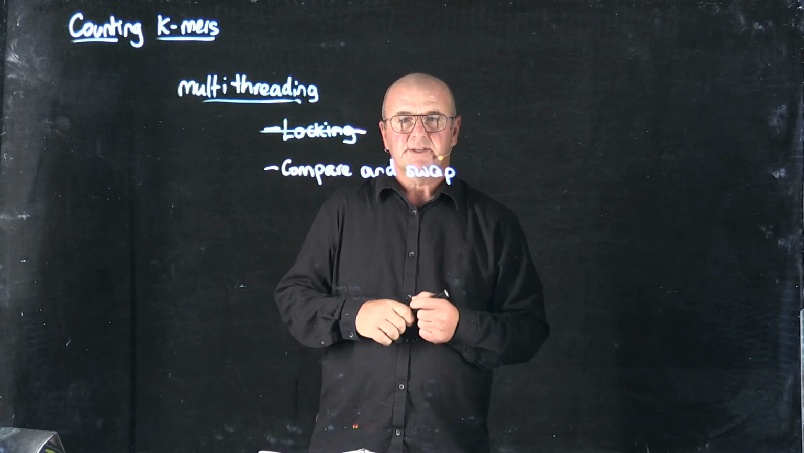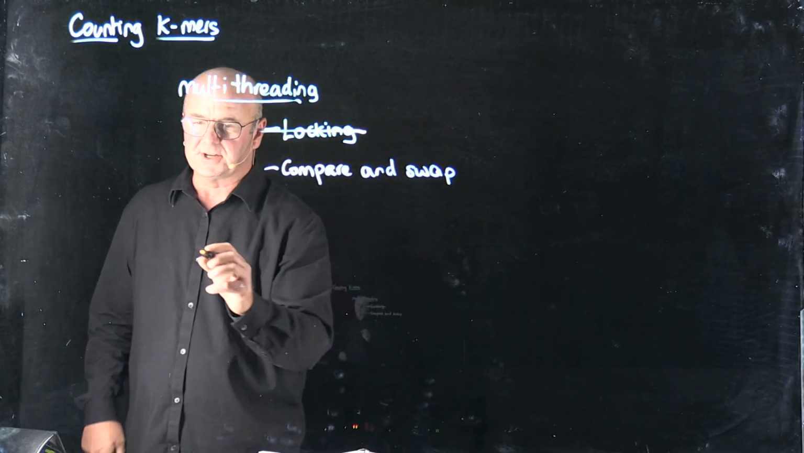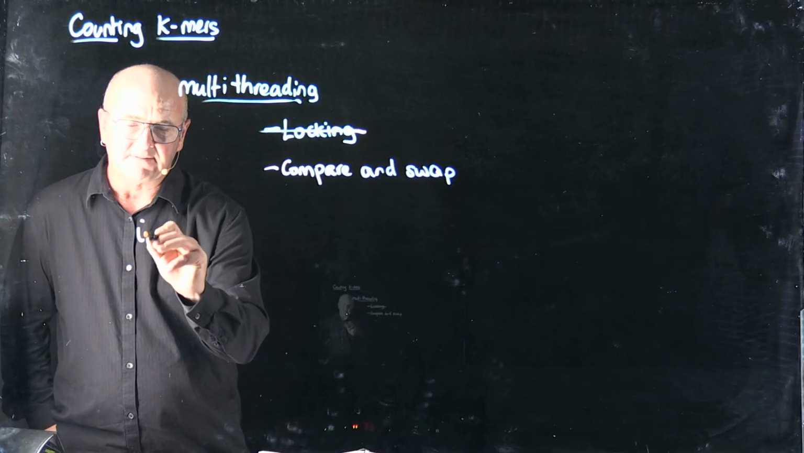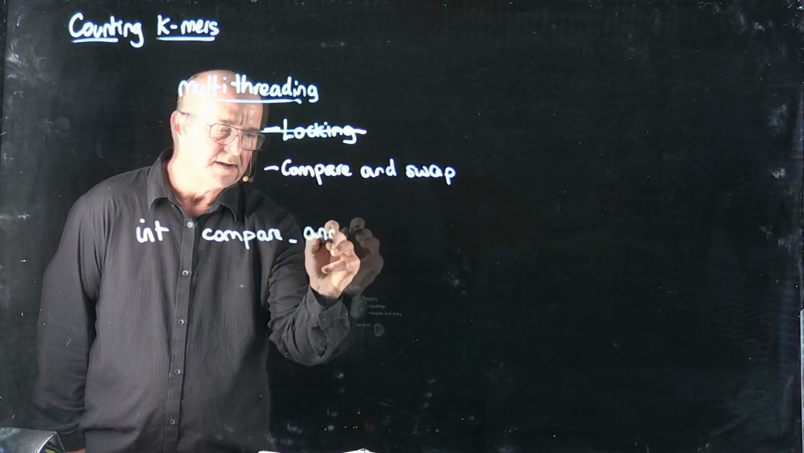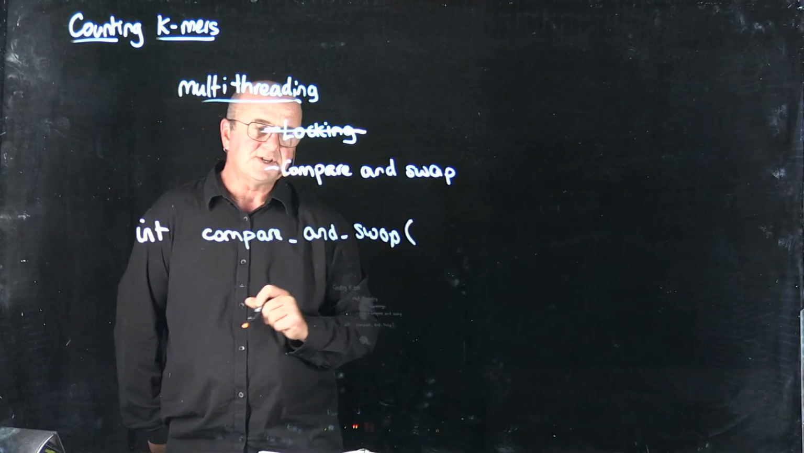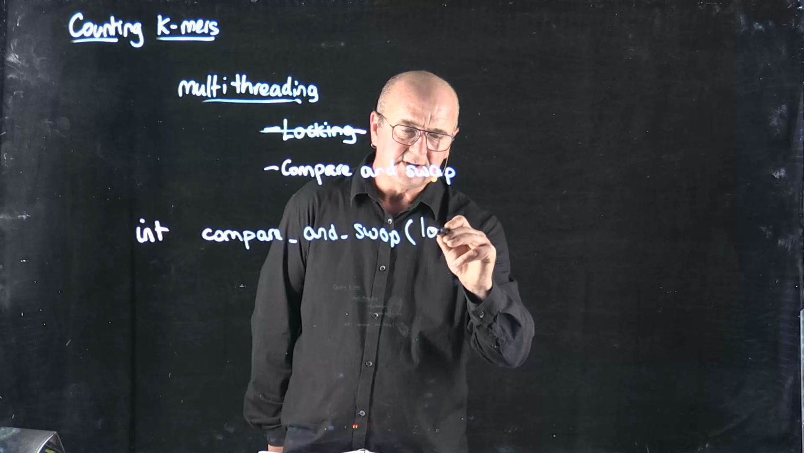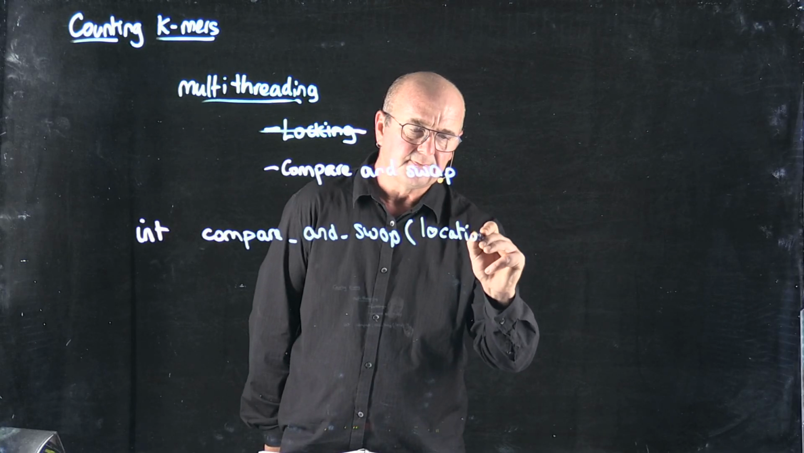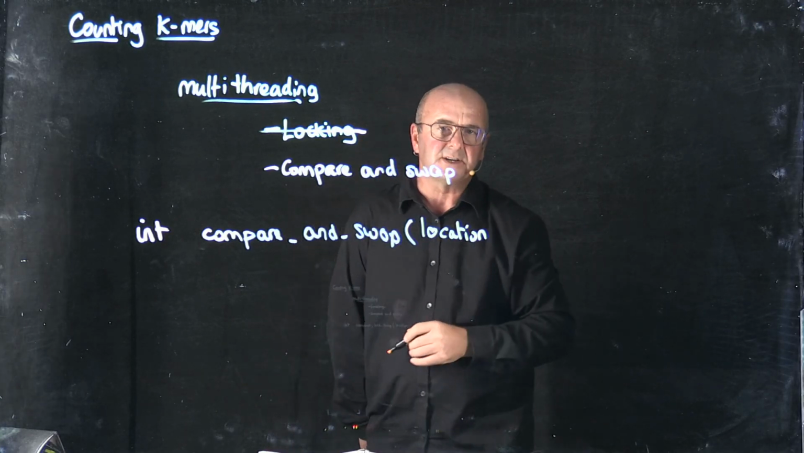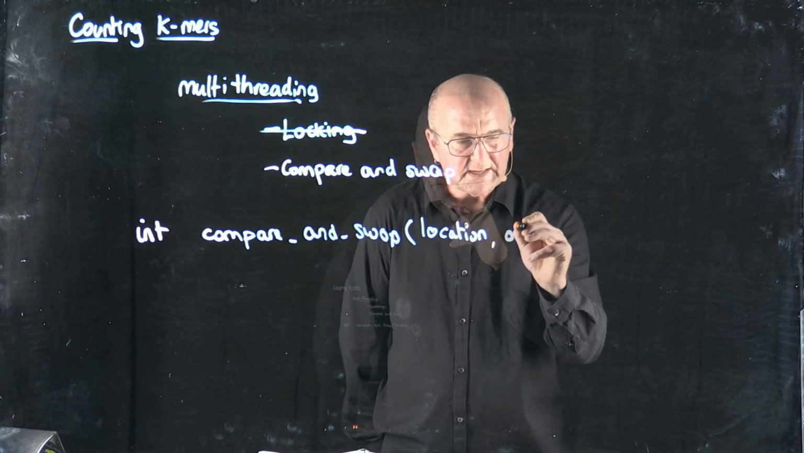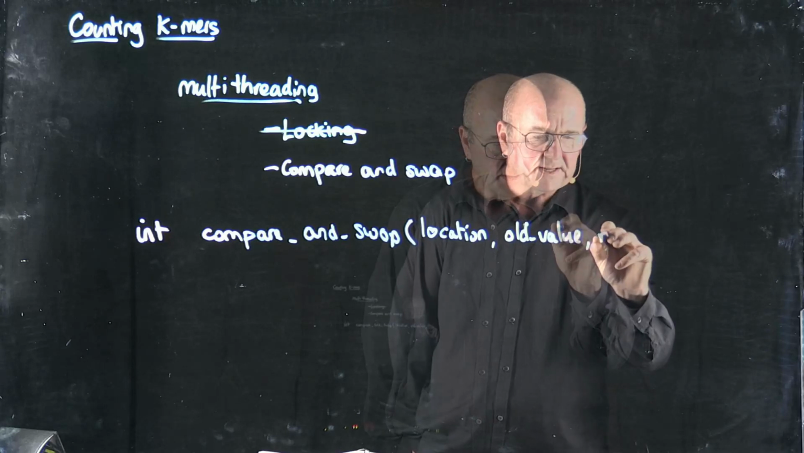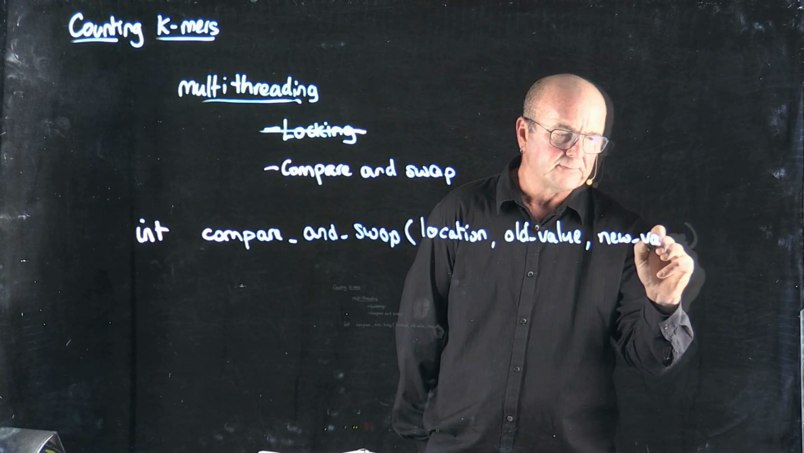The way that compare and swap works is that we have a function. Let's say it's going to return an int, and we'll call it compare and swap. And the function takes 3 arguments. It takes a location, and that's basically our location in our dictionary, right? Based on kind of the hash code. It takes the old value, and it takes the value that you want to insert.